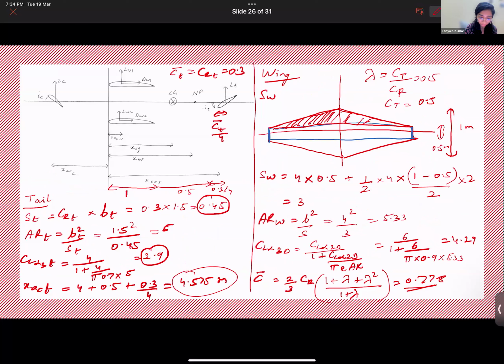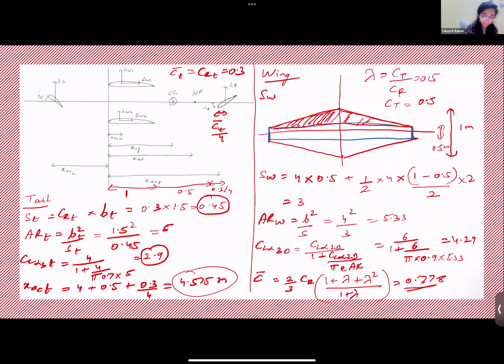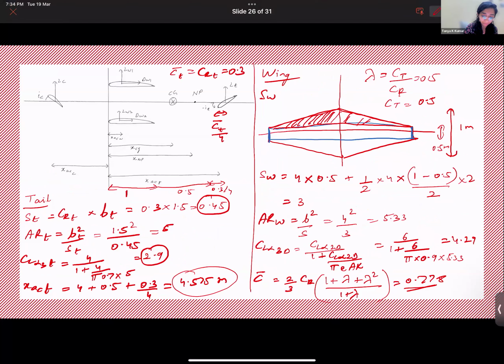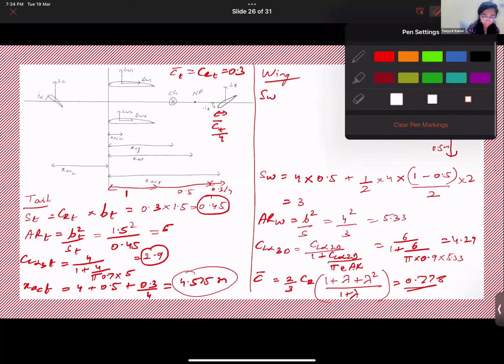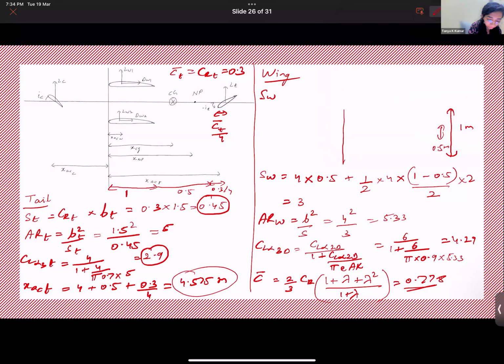Let me remove some terms from here. Okay, let me remove the lambda. I hope you'll remember that. And let me remove the shading because we'll have to draw, we'll just draw that again. Okay, something like this. All right. So now we found out C bar, we need to find out XAC.